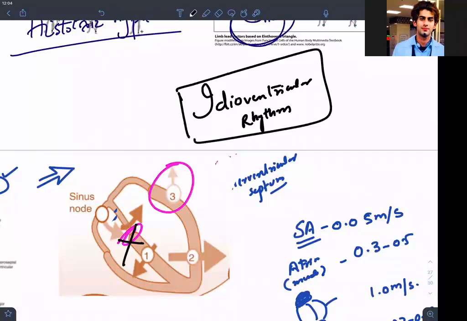Are we clear? Have I taught this already that every myocardial tissue is having the potential of starting a beat? So this concept is called idioventricular rhythm. Are we clear?